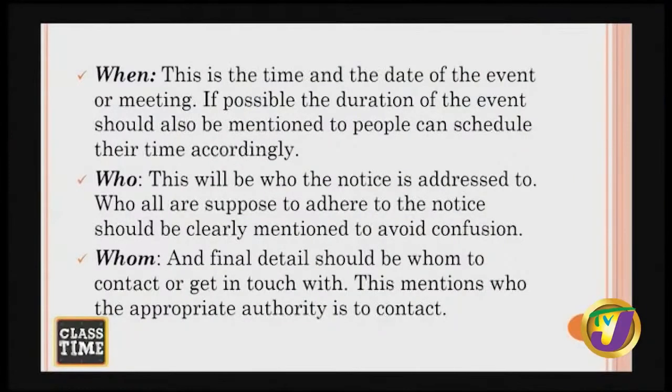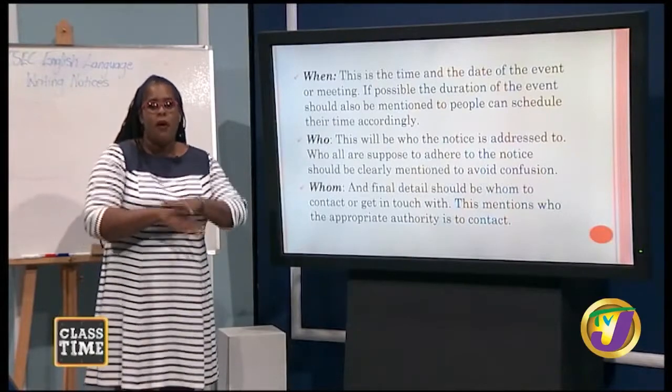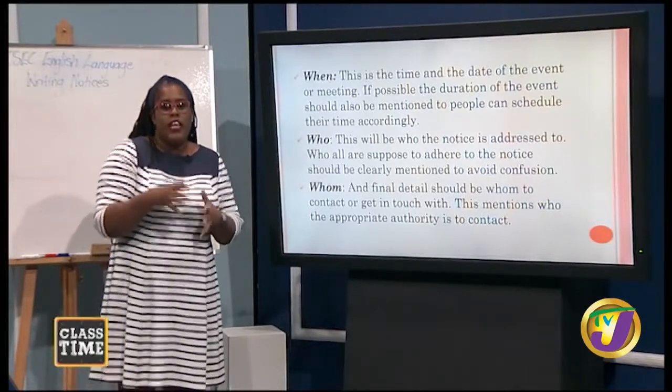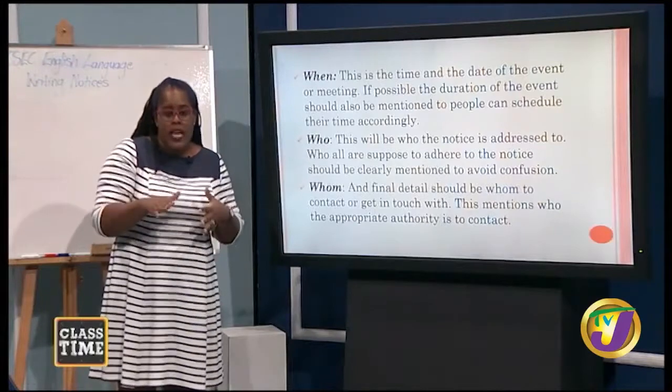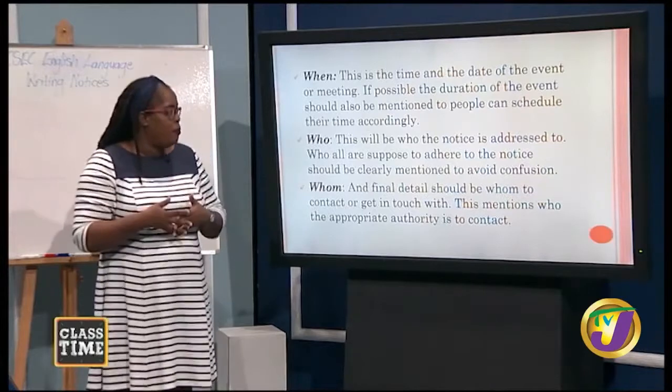When? This is the time and the date of the event or meeting. If possible, the duration of the event should also be mentioned so people can schedule their time accordingly. So when you have the date and the time, persons can know whether or not they'll be able to attend the function, or they can do some scheduling to ensure that, okay, yes, they can make the event.